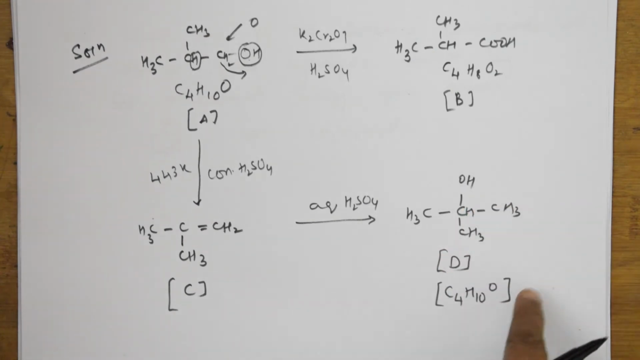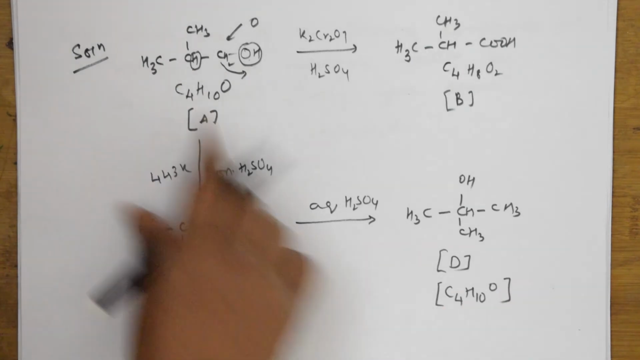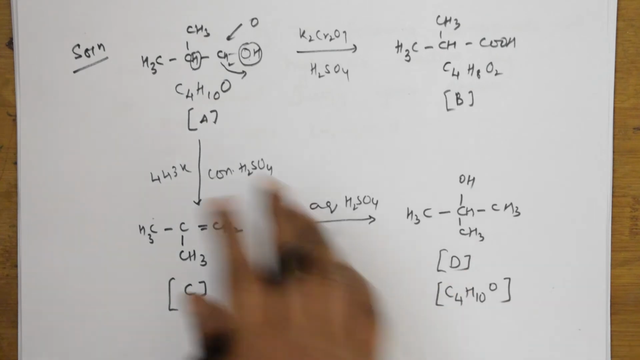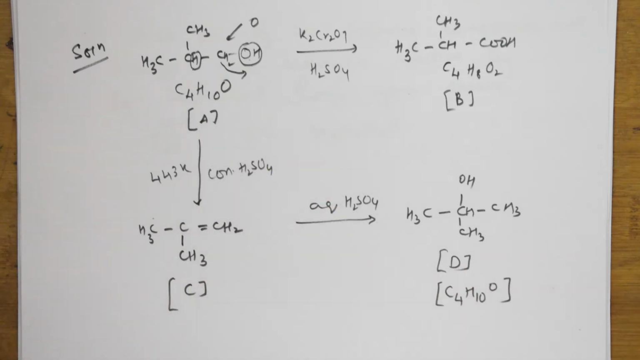Now what did they say? Then they said compound D, which is an isomer of A. See here, compound D is an isomer of A. Correct. So compound D is resistant to oxidation. But compound A can be easily oxidized. It is resistant to oxidation. Correct, because here it is a tertiary alcohol. Tertiary alcohol will not undergo further oxidation.